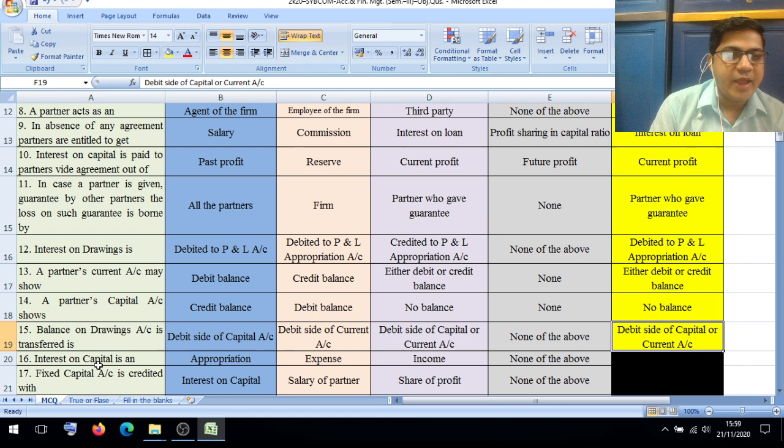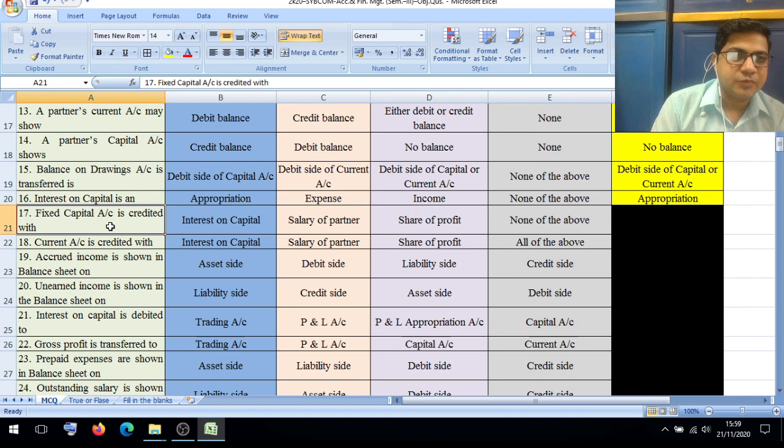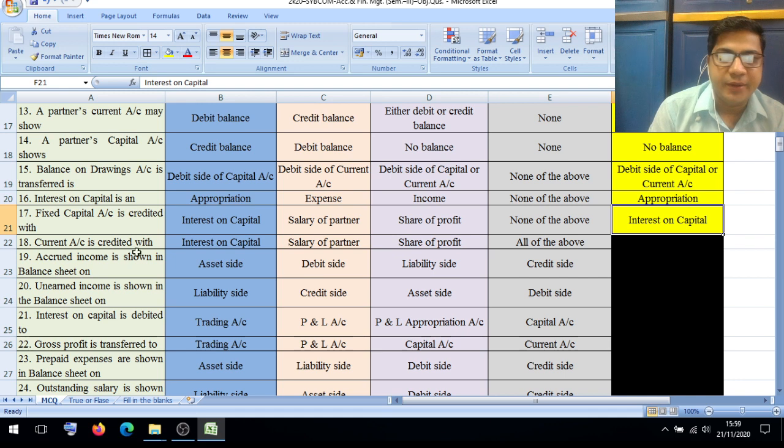Next, interest on capital is an appropriation, expense, income, none of the above. The answer is appropriation. Next, fixed capital account is credited with interest on capital, salary of partner, share of partner, none of the above. The answer is interest on capital. Current account is credited with interest on capital, salary of partner, share of partner, all of the above. The answer is all of the above.